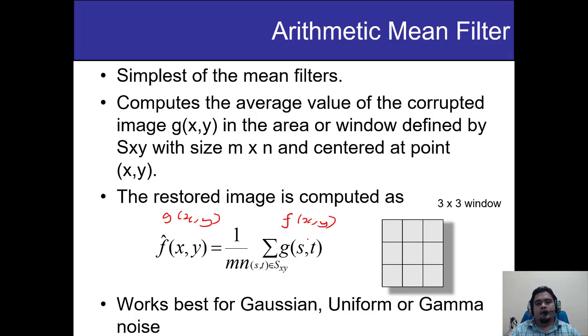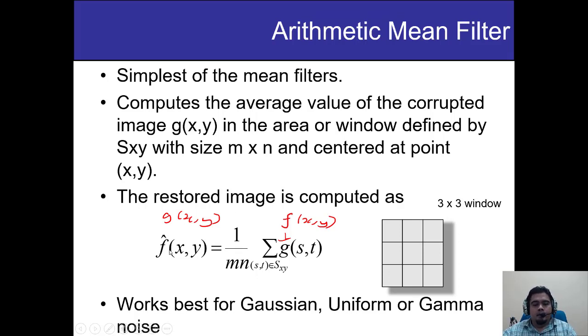However, the one that you receive or get from your digital camera is G, which represents the image affected with several degradation factors. So that's why now G becomes the input for the process, while the output is F hat. This expression represents the arithmetic mean filter. So now the input is G, the output is F hat.